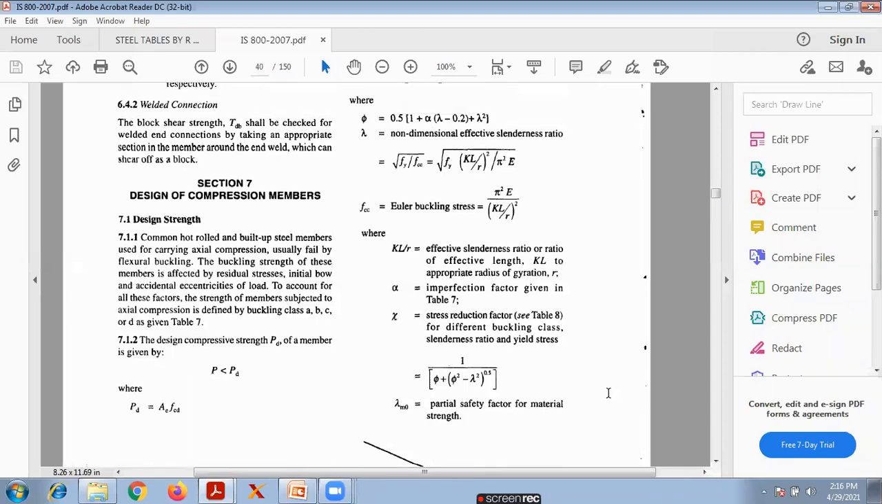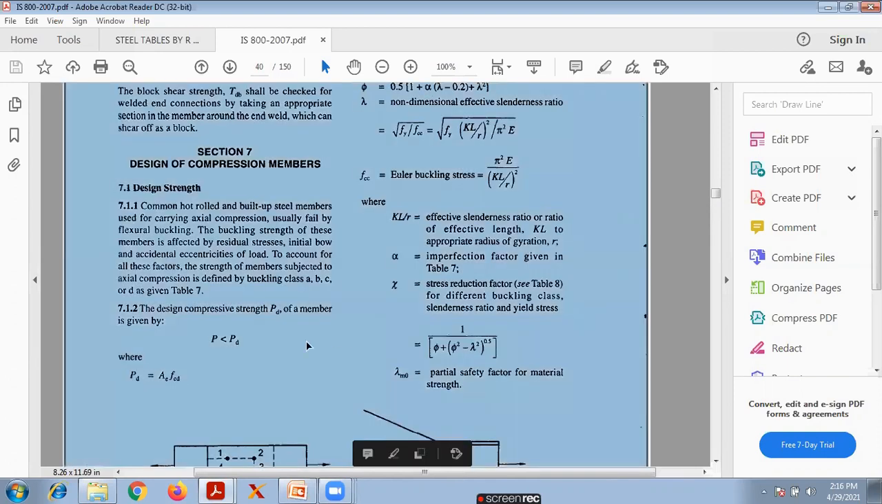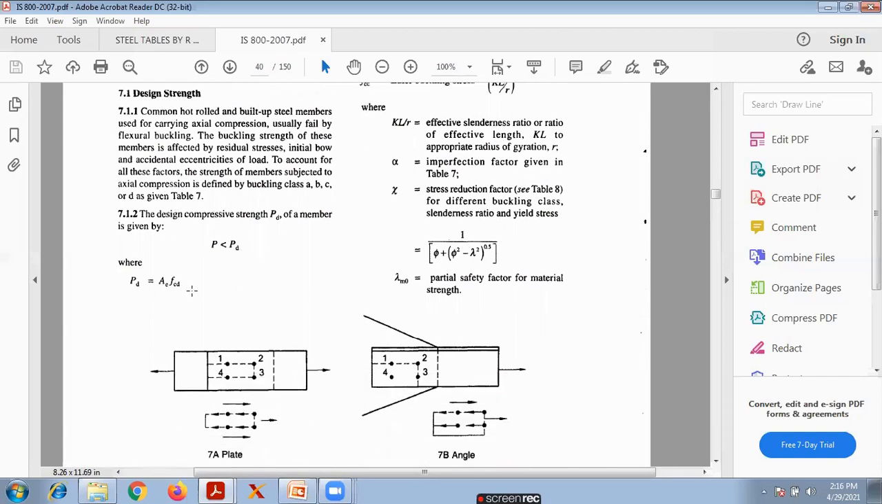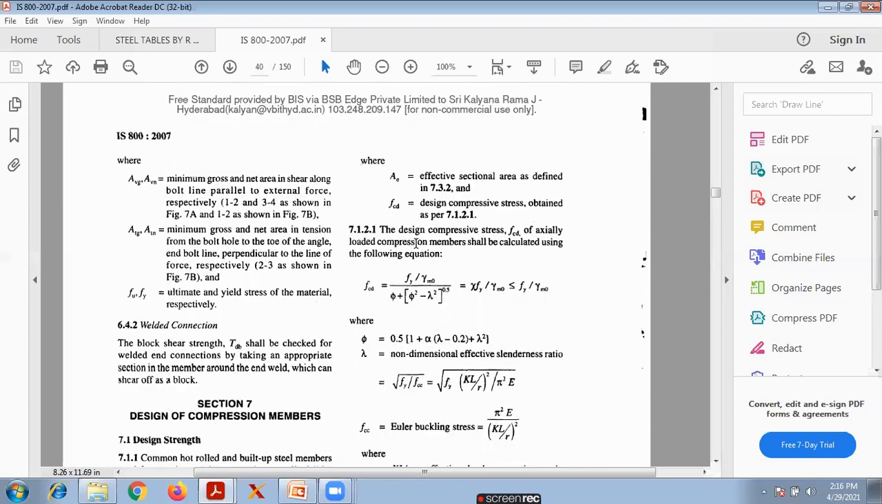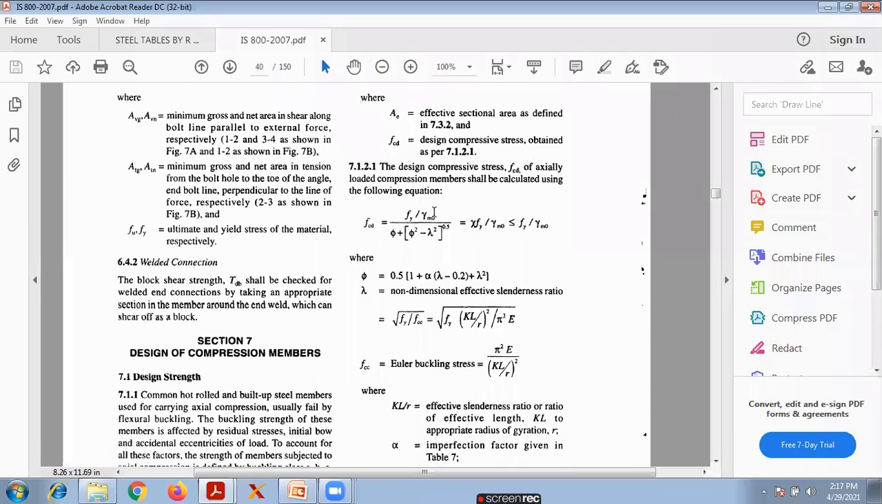We have to calculate the Pd value, which is nothing but the design compressive strength. You will observe the formula is available in 7.1.2. That is the design compressive strength Pd of a member, where Pd equals Ae into fcd. What is Ae? Ae or Ac, whatever it may be, is the effective sectional area, and fcd is the design compressive stress. Again, for design compressive stress, we have a formula: fy by gamma m0 by (phi plus (phi square minus lambda square) whole power 0.5).